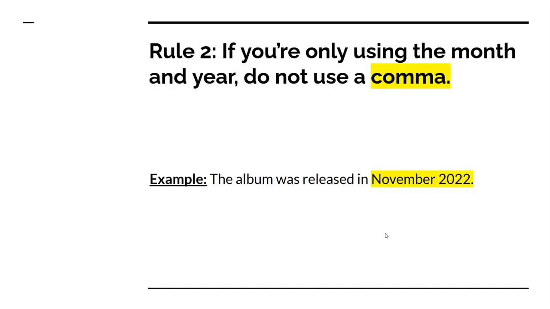Rule number 2 for using commas in sentences that include dates tells us that if you are only using the month and the year in the sentence, you actually don't have to add a comma. So for example, the album was released in November 2022. So in this sentence, we have the month, November. We have the year 2022, but we don't have the day separating those two things. So in situations like this, since we don't have the day, you actually don't have to add a comma. Please make sure that you have exactly what you see highlighted in yellow copied on your notes, and once you've done that, you can move on to rule number 3.